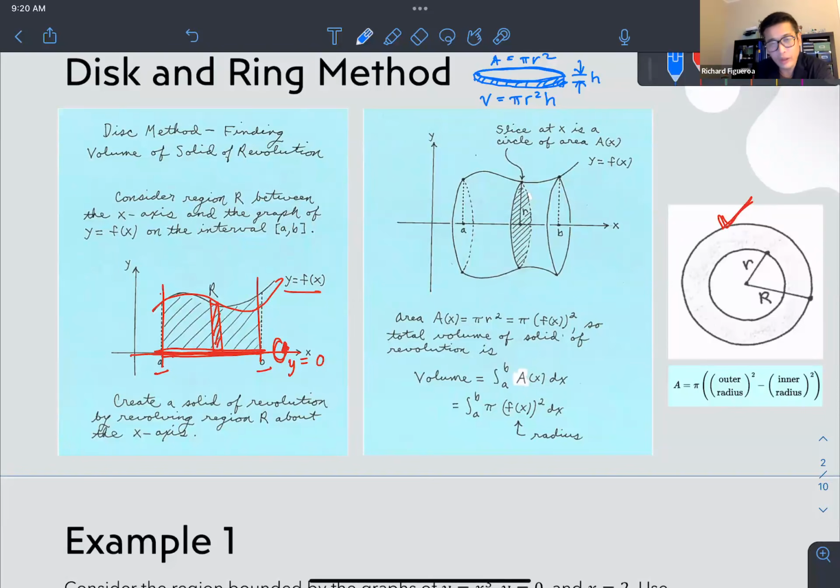So when what you form is a disk, this is the formula that you need to remember: pi r squared times height. But then how do we use this formula?